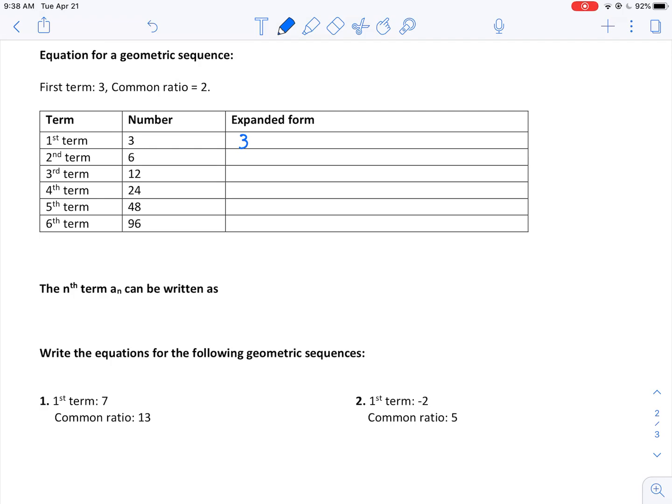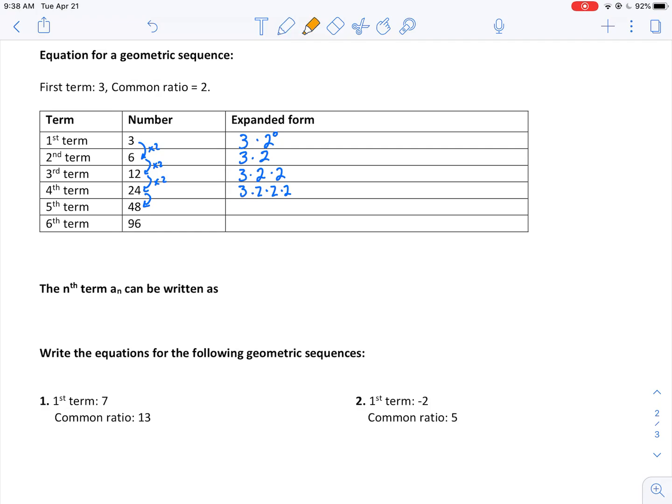So that's how we identify a geometric sequence, but here we're going to look at our equation for a geometric sequence. So my first term is going to be 3, and my common ratio, what I'm multiplying by, is 2. So this is my first term, that's 3, and how many times did I multiply by 2? That's 0 times. For my second term, I took 3 and I multiplied by 2 one time. Here I took 3 times 2 is 6, times 2 is 12.